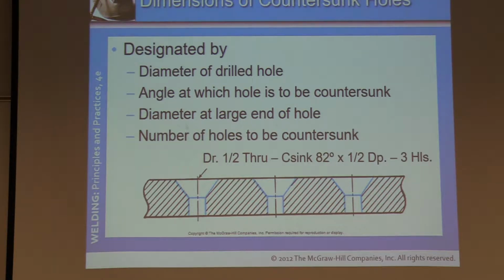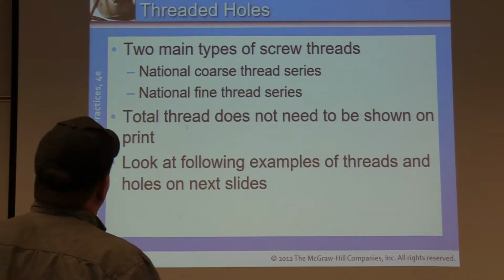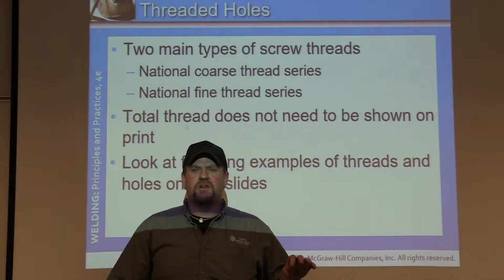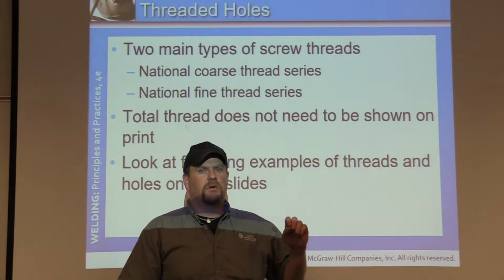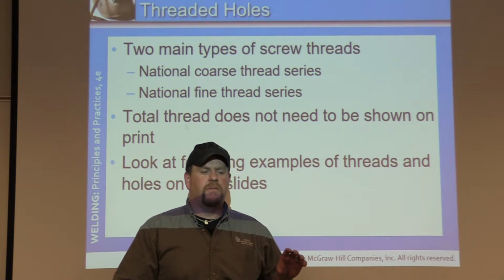Looking at page 982. We are going to talk about dimensions of screw threads and threaded holes. There's two main types of screw threads: coarse thread series and a fine thread series. These are not to be confused with also pipe thread. So you have your normal thread series for bolt patterns, screws and bolts. But then your pipe thread is a completely different measurement as well.